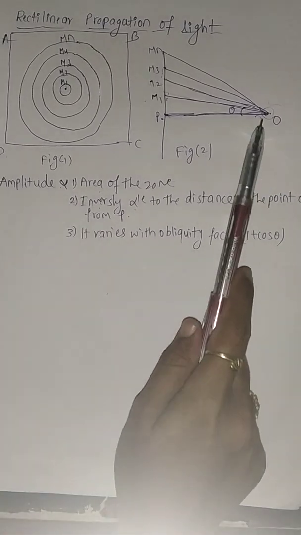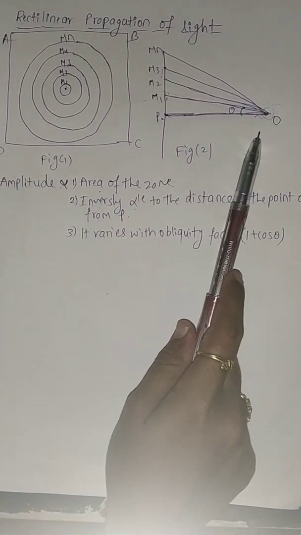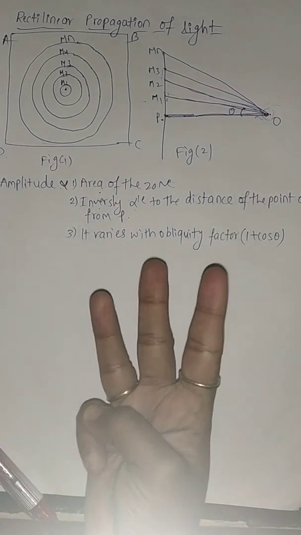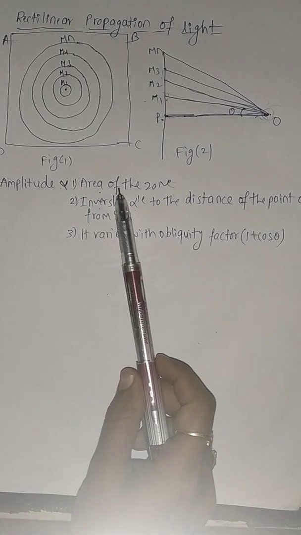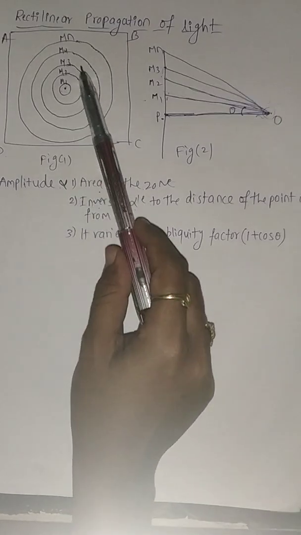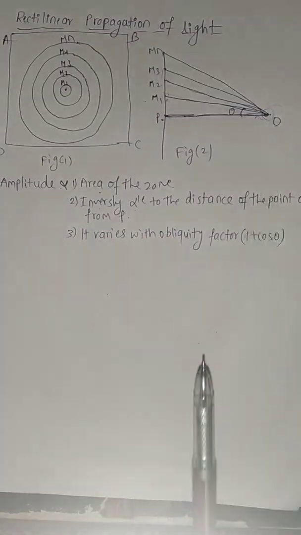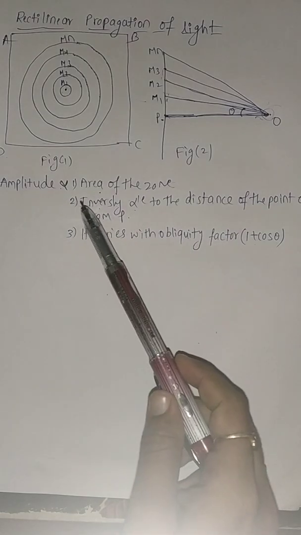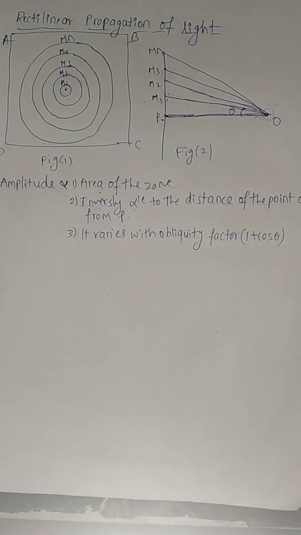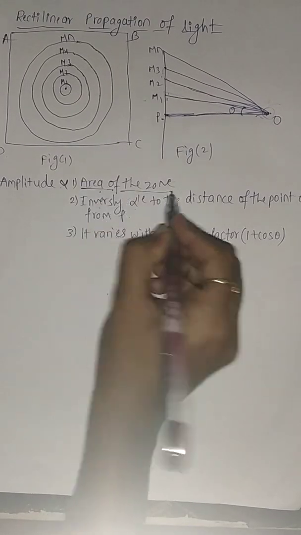So this is what I want to say. The amplitude at a point O, amplitude being nothing but the intensity of light at point O, varies with 3 factors. One, it is directly proportional to the area of the zone. If the area of a zone increases, then the intensity of course increases. Second, it is inversely proportional to the distance. And third, it varies with the obliquity factor. In today's class, we are going to the first point, that is the area of the zone. So we are going to calculate the area of the zone here and how the amplitude depends on it.